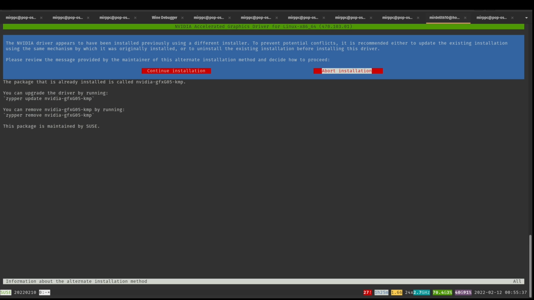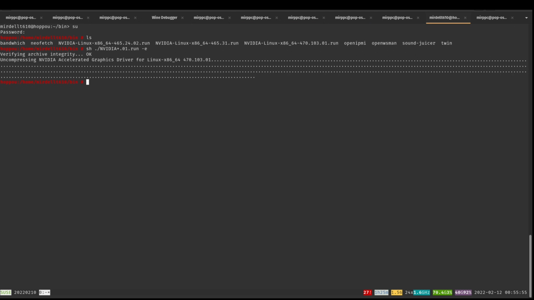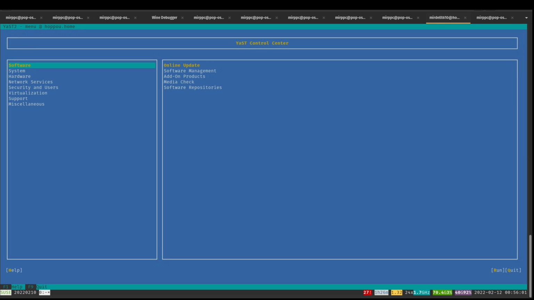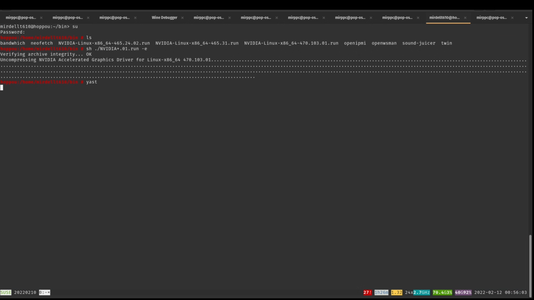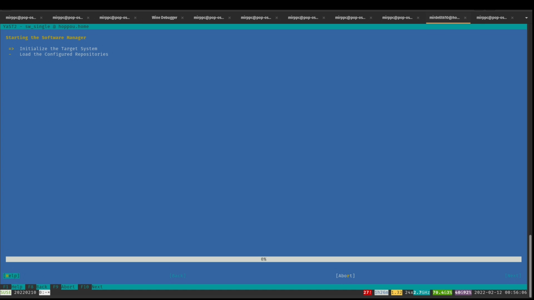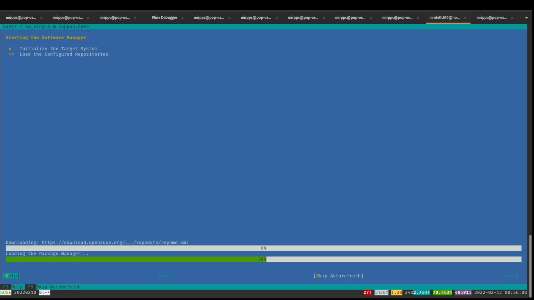About here is when I realized, oh, the old repository didn't uninstall and the driver was still set to 510. About here is when I go into YaST to check to see if the old Nvidia drivers via the repository are still installed and to uninstall them if they are.